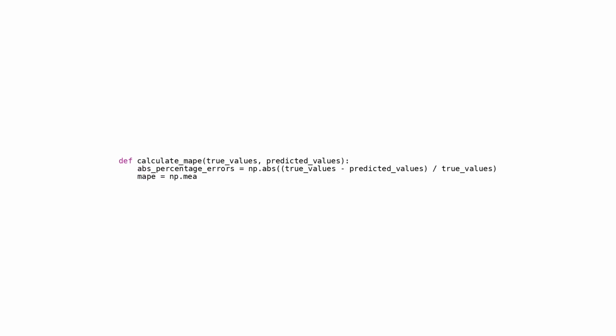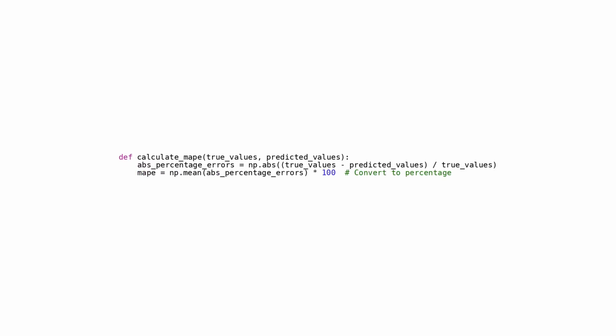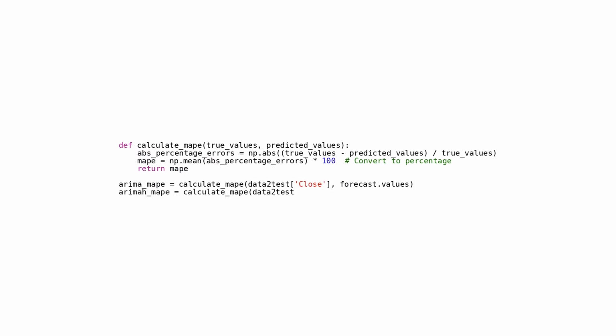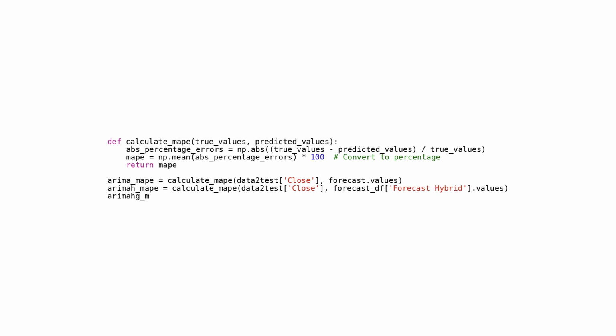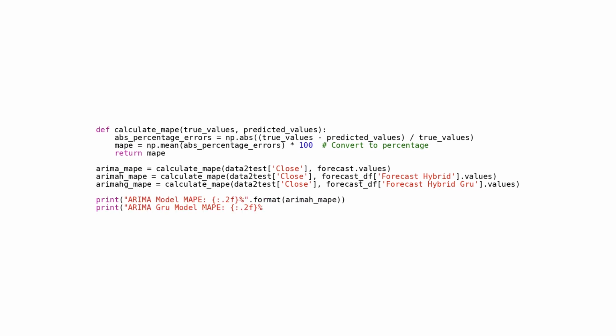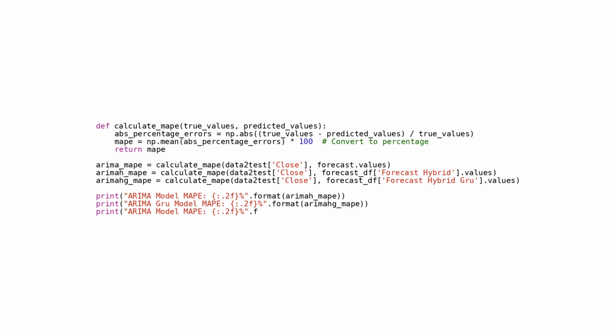This code snippet defines a function called calculate-MAPE, which computes the MAPE between actual and predicted values. The MAPE measures prediction errors as a percentage of the actual values and is used to evaluate 3 different models: ARIMA, ARIMA with a hybrid approach, and ARIMA with a hybrid approach incorporating a GRU. Each model's MAPE is calculated by comparing predicted closing prices to actual closing prices for a financial instrument. The resulting MAPE values are printed, with a small error in the labels.